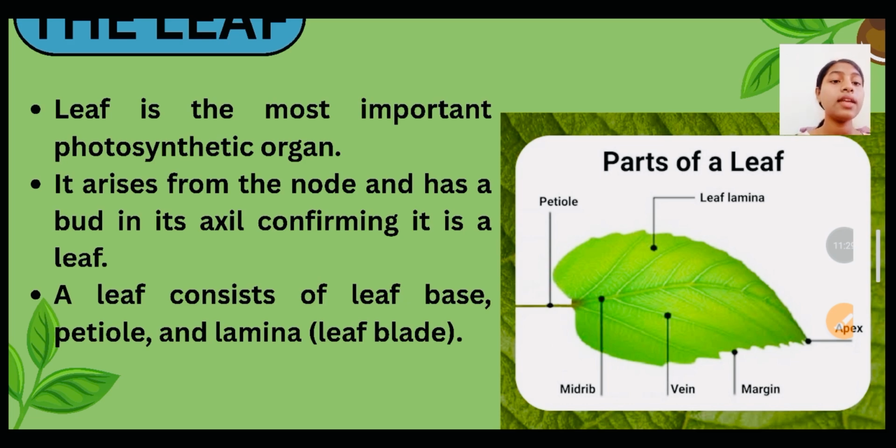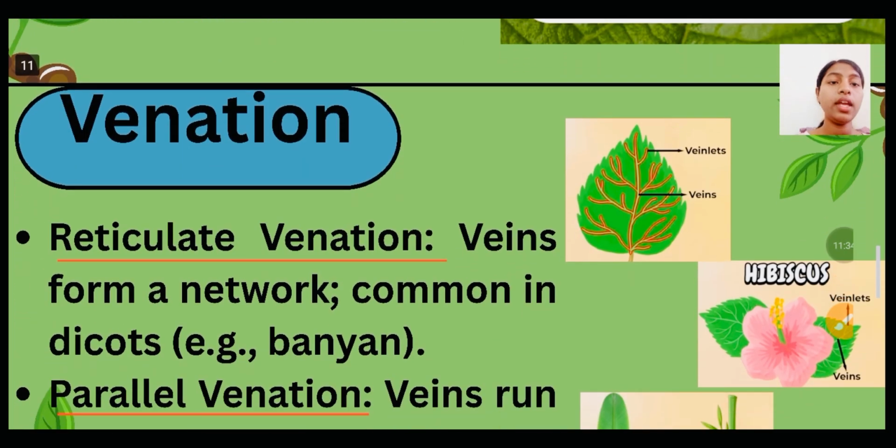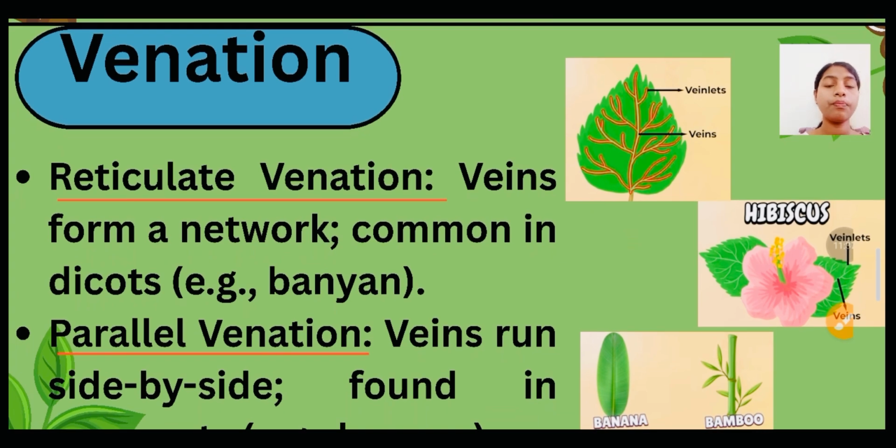Okay. Next we will discuss venation. Venation means the arrangement. The arrangement of veins is called venation. Here venation is of two types. First is reticulate venation, second is parallel venation. In reticulate venation, veins form a net, found in dicots, and in parallel venation, veins run side by side, in monocots. Monocots means one and dicots means two or more.